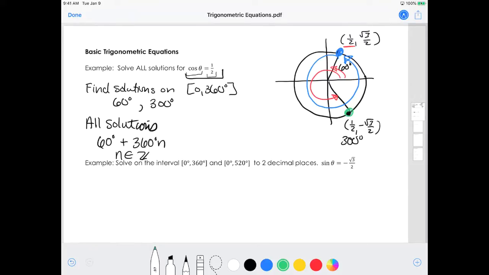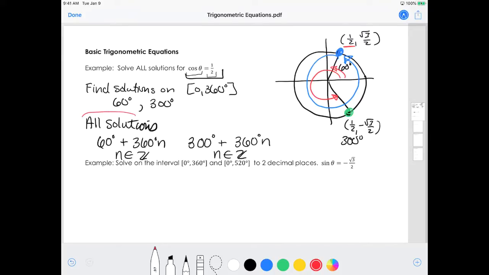Now, for this point down here, the same thing. I can add or subtract multiples of 360 degrees and still land in the same spot. So any coterminal angle with 300 degrees would give me an x coordinate for my terminal point of 1/2. So when I write down all the solutions that are related to 300 degrees, I'm going to write 300 degrees plus any multiple of 360 degrees. And I'm going to say 360 degrees times n, where n could be any integer, to represent multiples of 360.